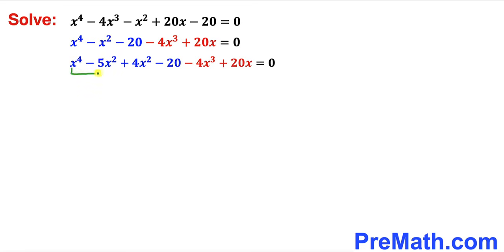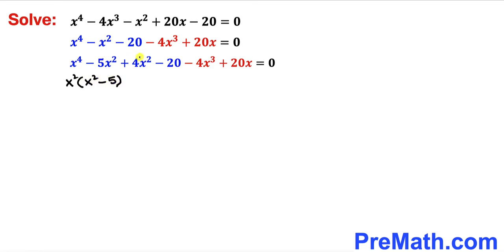And now let's make an observation. We are going to focus on these first 2 terms. We can see x^2 is in common. For these next 2 terms, we can see positive 4 is in common. And for the last 2 terms, we can see -4x is in common. So therefore we are going to focus on these first 2 terms. I'm going to factor out x^2. So we got x^2 - 5.